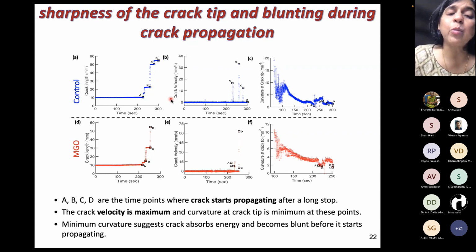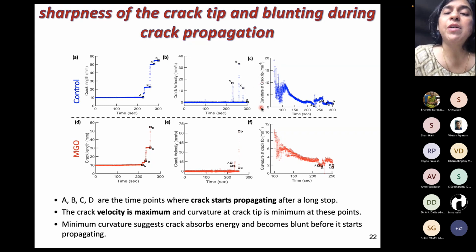What we next did was we quantified the crack velocity for this sample. And again, we see that at these points, which are labeled A, B, C, D, the crack velocities are extremely high, which is what we have denoted as a box in this picture.